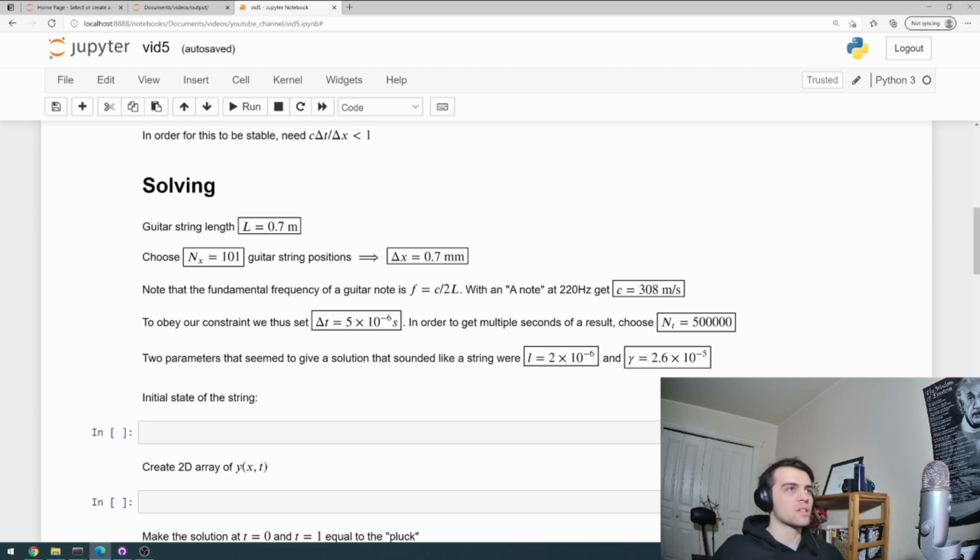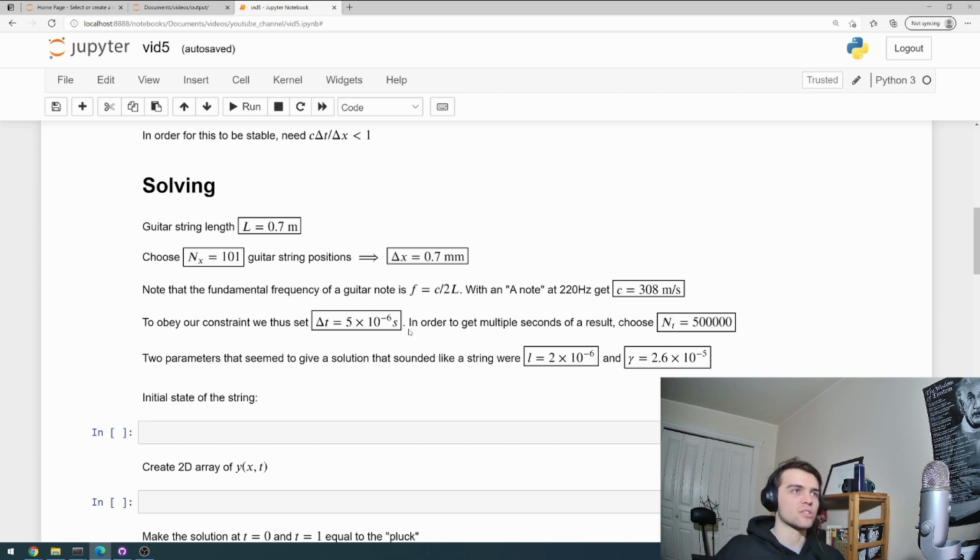The fundamental frequency of the guitar note, this is from first year physics, is f equals c over 2L. An A note at approximately 220 hertz gives us the velocity of the string, 308 meters per second. So we know what delta x is, and we need to obey this constraint above. So I set delta t as 5 times 10 to the negative 6 seconds.